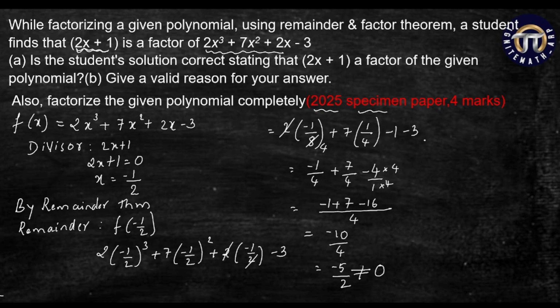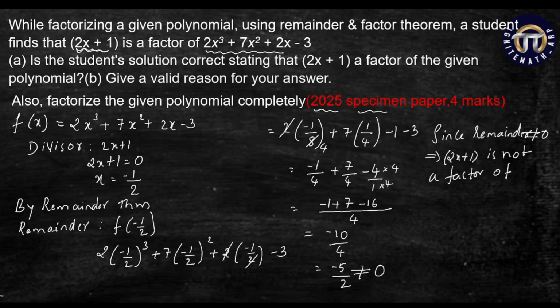So what can I conclude children then? My conclusion is, since remainder is not equal to 0, that implies 2x plus 1 is not a factor of given polynomial f of x by factor theorem. So by factor theorem, I have concluded that 2x plus 1 is not a factor of f of x. So now I have given a valid reason why it is not a factor.